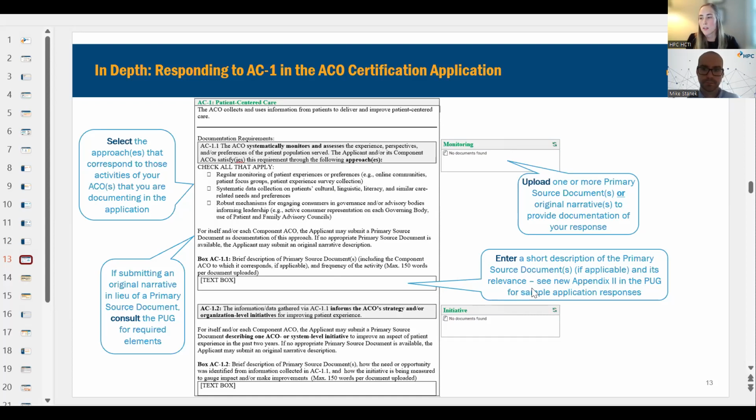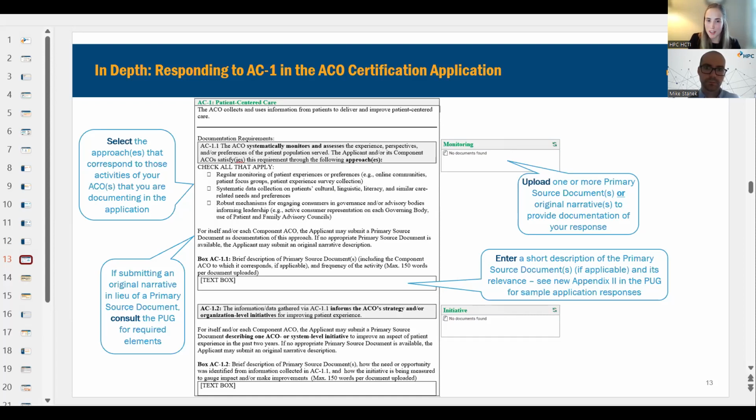Lastly, for any primary source documents that you do upload, we ask that you provide a short description of the document in the text box within the application. And if you have different documents for different component ACOs, we ask that you provide a short description of each within the text box. These descriptions really help give us context as to what the document is, which component ACO or ACOs it applies to, and any other detail that we need to review the response.